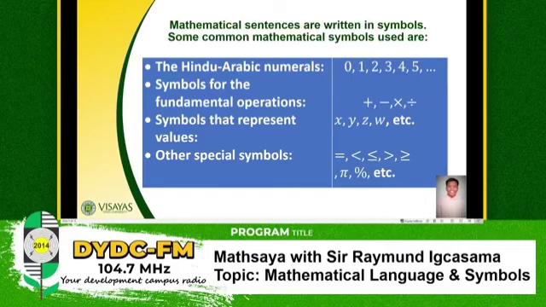And we also have other special symbols: the equal sign, the lesser than, the greater than, the equal or lesser than, the pi, and these symbols also represent a value. The percent, and so on. So these are just some of the most commonly used mathematical symbols that you have to know or to learn.